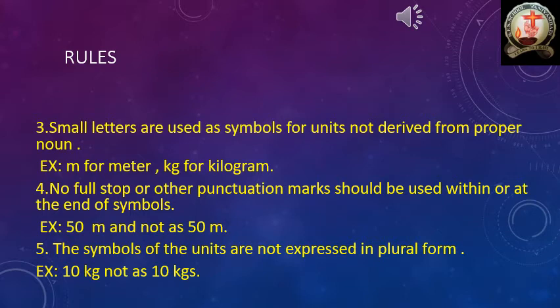Please see the example: 50 m. In between 50 and m, no full stop is there, no other symbols like a comma. So 50 m is correct, and not 50 m followed by a full stop. That is not correct. Write 50 m based on the fourth point.